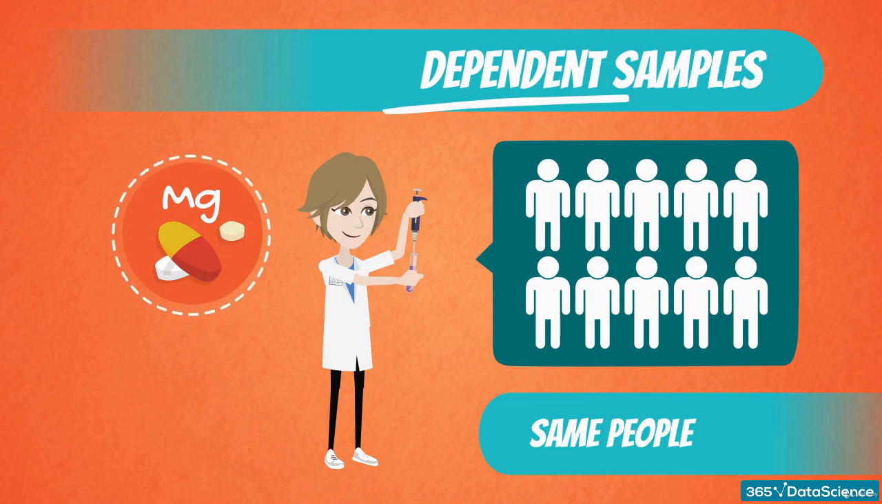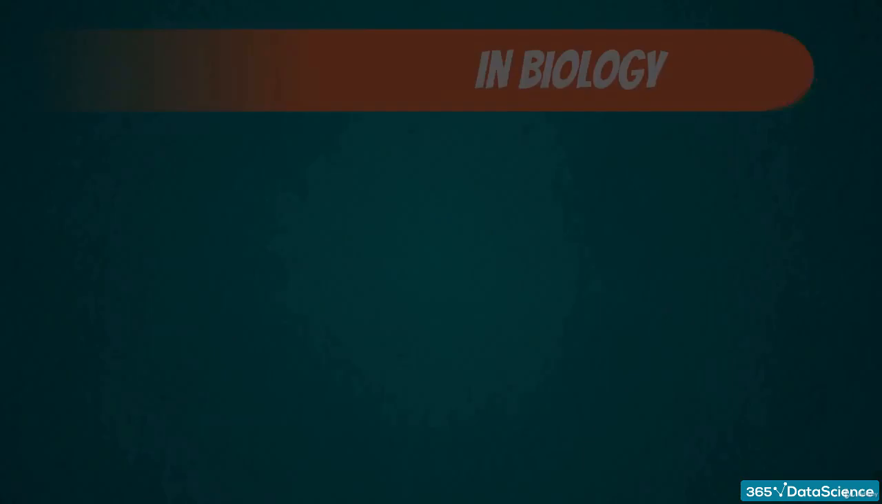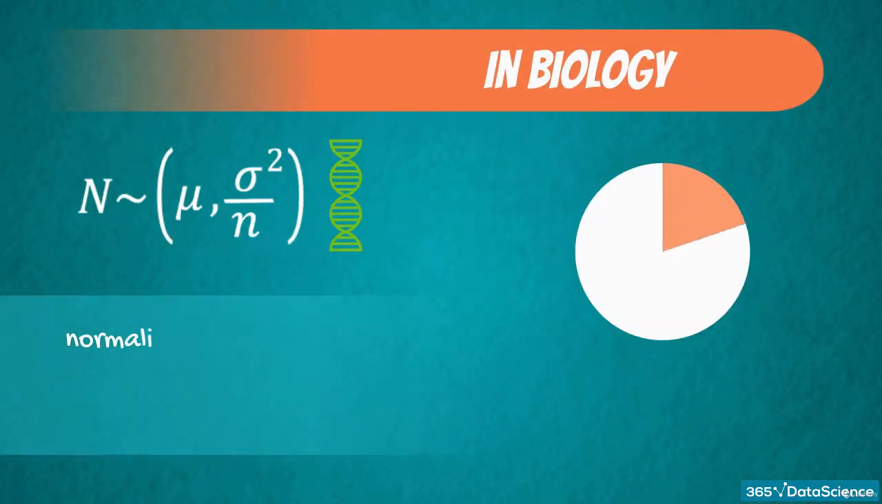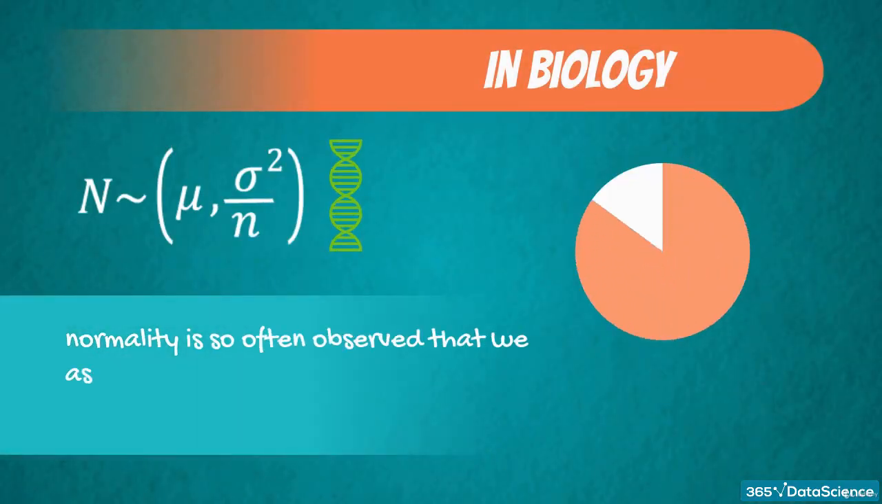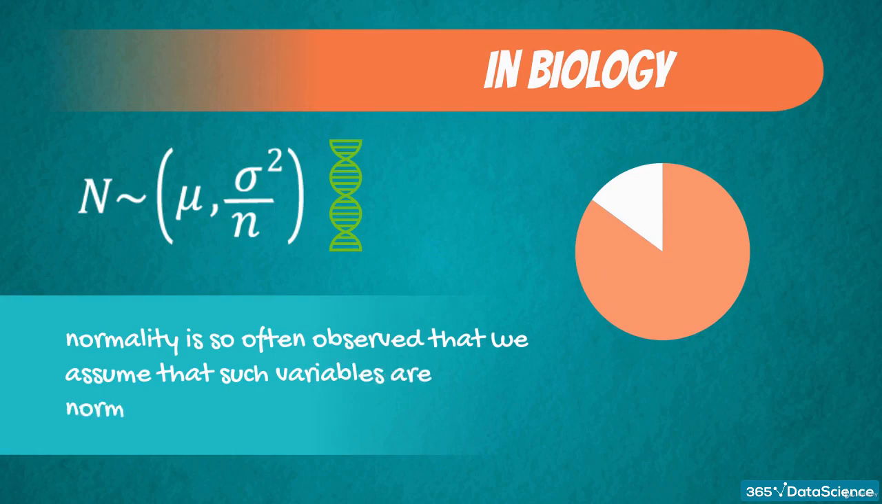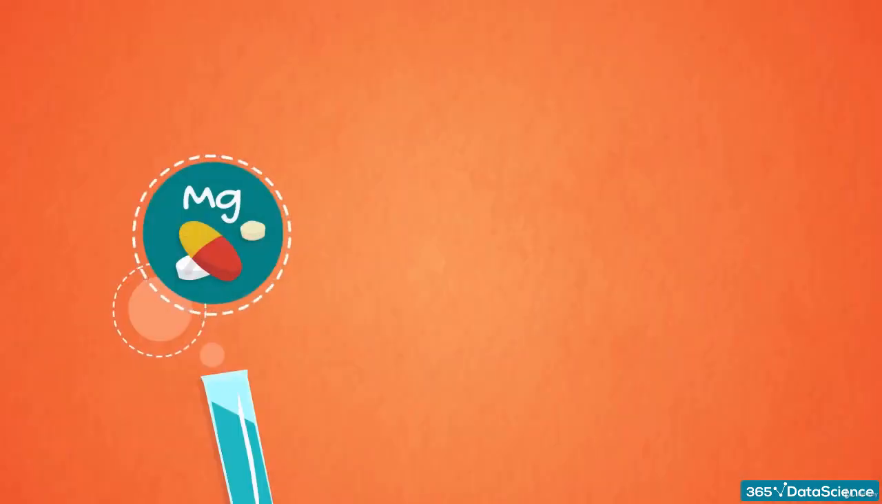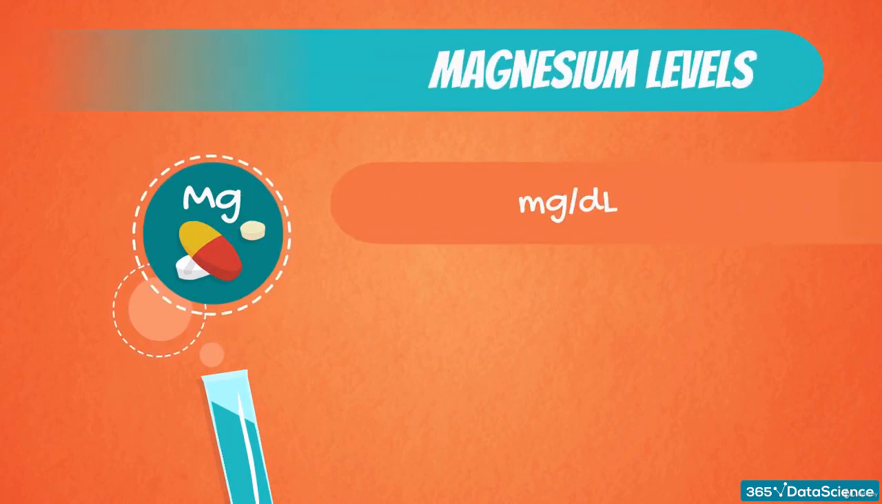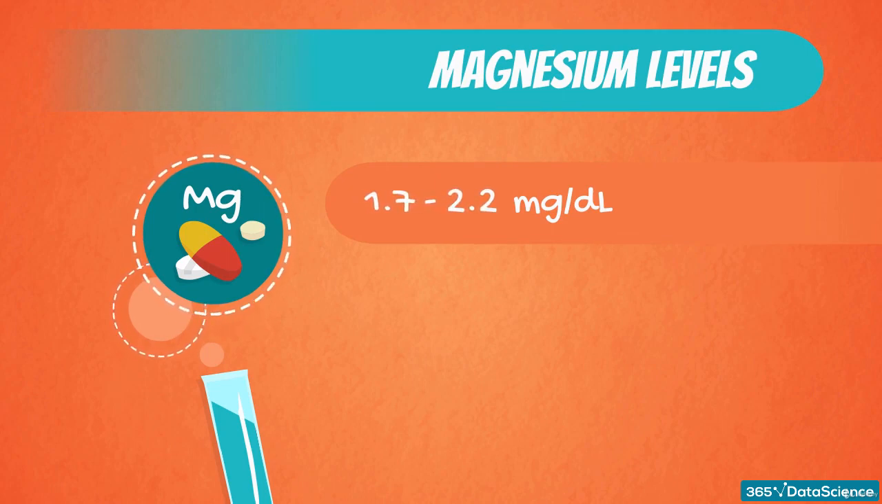An important note is that the populations are normally distributed. Actually, when dealing with biology, normality is so often observed that we immediately assume that such variables are normally distributed. Okay, back to the example. Whenever you take a blood test, the magnesium levels are stated in milligrams per deciliter, and a healthy person would usually have somewhere between 1.7 and 2.2 milligrams of magnesium per deciliter.